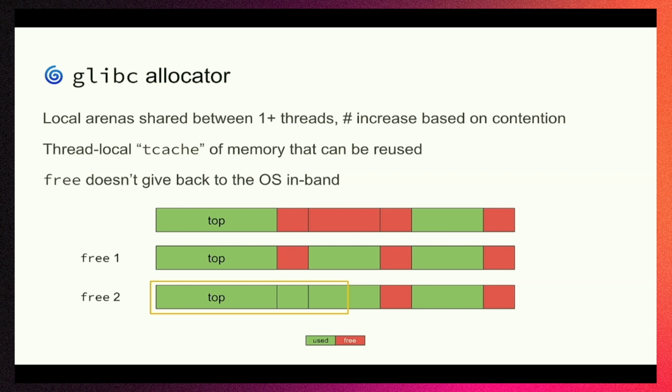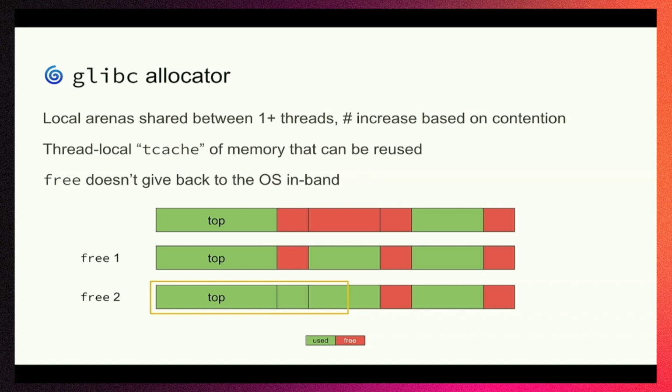So glibc provides these thread local allocators to an extent, as I mentioned. What they do is they create local allocators that are shared between one or more threads, and as contention increases, glibc will allocate more allocators to split up between those threads. And they have a thread local free list basically that you can use. But the interesting thing is that free doesn't give memory back to the OS in band.